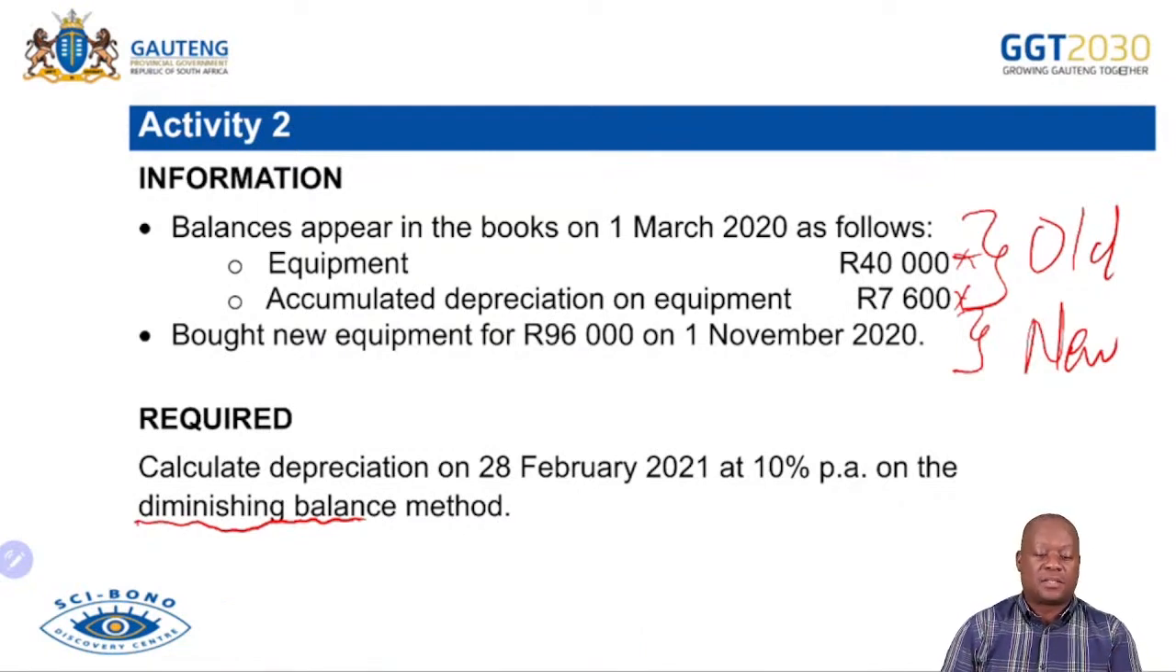Cost minus accumulated depreciation, which is still at 0 at this point. It means our carrying value is going to be equal to the cost. So we are going to be using our 96,000, which is the cost, when it comes to the calculation of depreciation on the new one. But remember, the new one was bought on 1 November 2020, and our year is ending 4 months later in February 2021. Let's check if it makes sense.